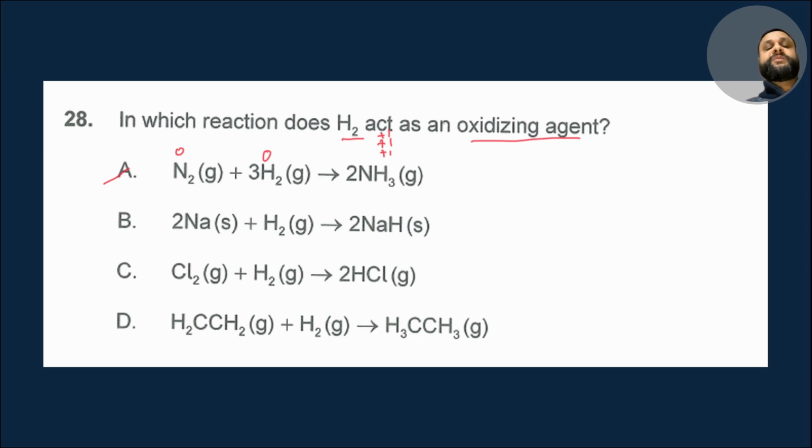So option B, sodium is 0, hydrogen is 0 on the reactant side, and we have a metal hydride. In a metal hydride, hydrogen will be -1, so sodium will be +1 here. So 0 to -1. Hydrogen is acting as an oxidizing agent because it has gained electrons and gets reduced. B is the correct answer. Hydrogen is acting as an oxidizing agent.